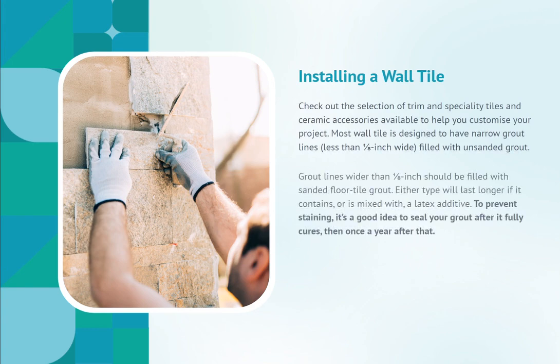Check out the selection of trim and specialty tiles and ceramic accessories available to help you customize your project. Most wall tile is designed to have narrow grout lines, less than 1/8 inch wide, filled with unsanded grout. Grout lines wider than 1/8 inch should be filled with sanded floor tile grout. Either type will last longer if it contains, or is mixed with, a latex additive. To prevent staining, it's a good idea to seal your grout after it fully cures, then once a year after that.